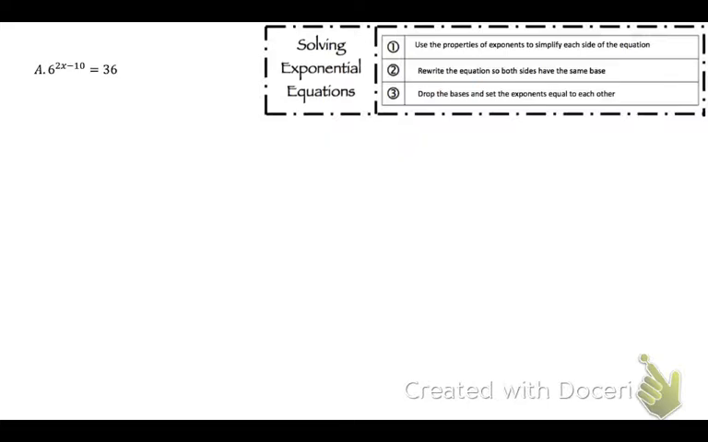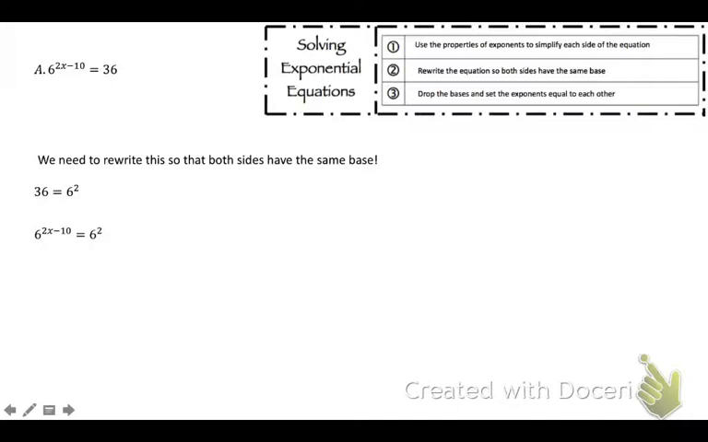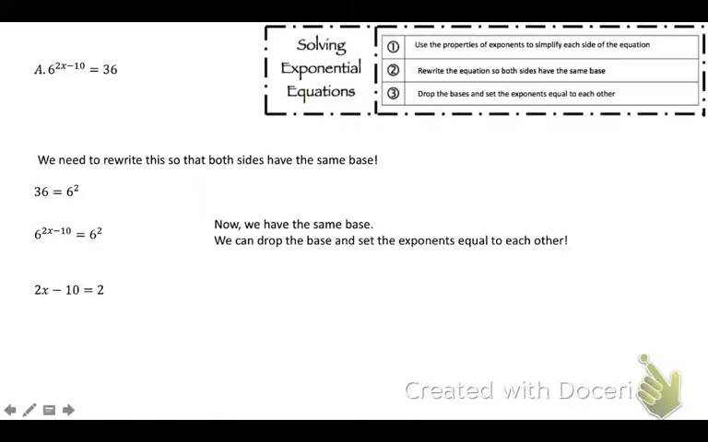Let's look at this one. Now these ones are a little bit trickier because we have to get the same base. So 6 to the 2x minus 10, that's already simplified as far as we can go. 36, though, can be rewritten as 6 squared. So I'm going to replace that with 6 squared. So I have 6 to the 2x minus 10 equals 6 squared. Now we have the same base, so I can cancel those bases. And you just get 2x minus 10 equals 2. Add that 10 over, so you get 2x equals 12. And x equals 6. Voila.